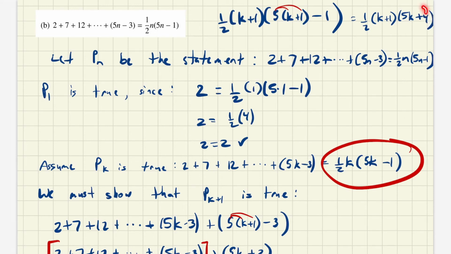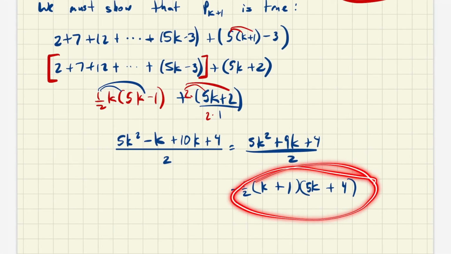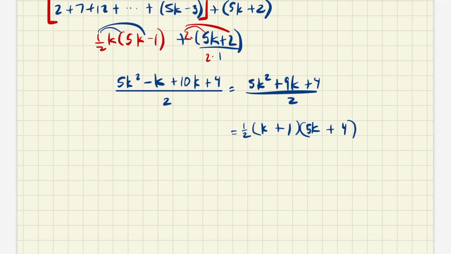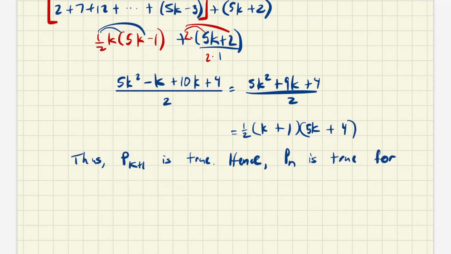So now we can say that, thus, P sub k plus 1 is true. Hence, or therefore, P sub n is true for every positive integer n. All right, so that concludes the proof.